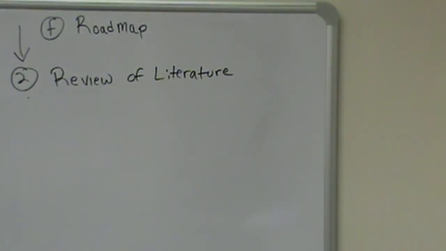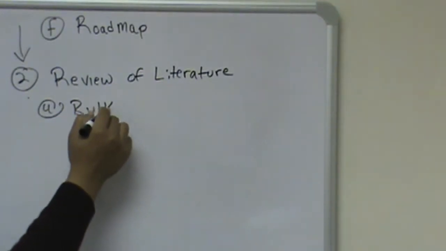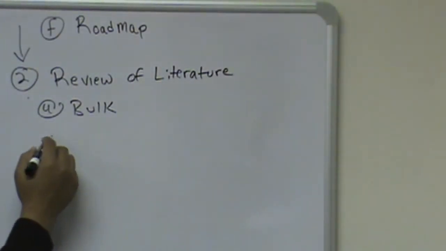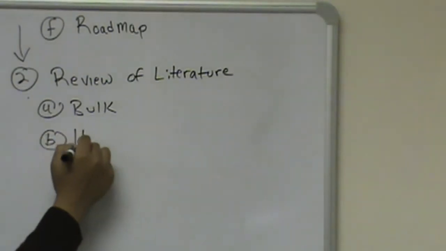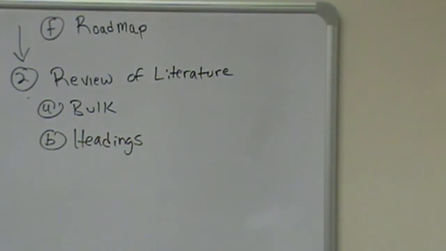Now this section is going to be the bulk of your intro. So this is going to take up most of the pages that you write for your introduction. Another key point is to use headings. Make sure you use headings. Headings are your friend with regard to an APA research paper.